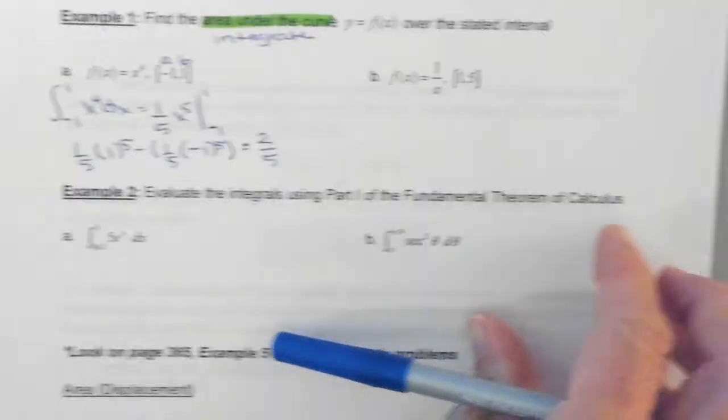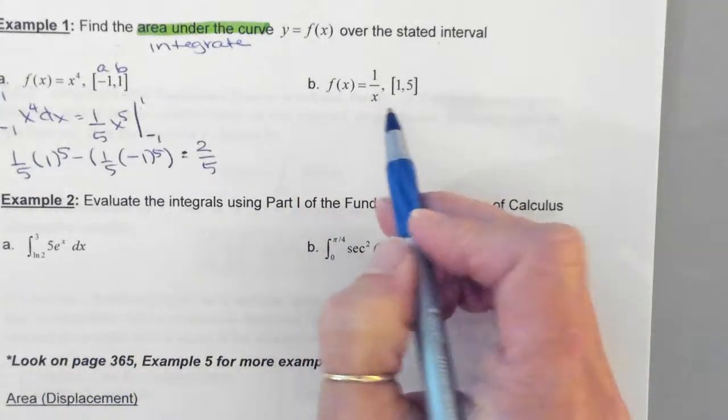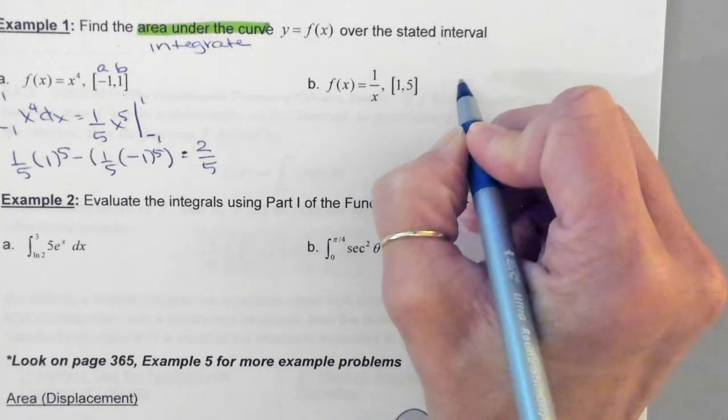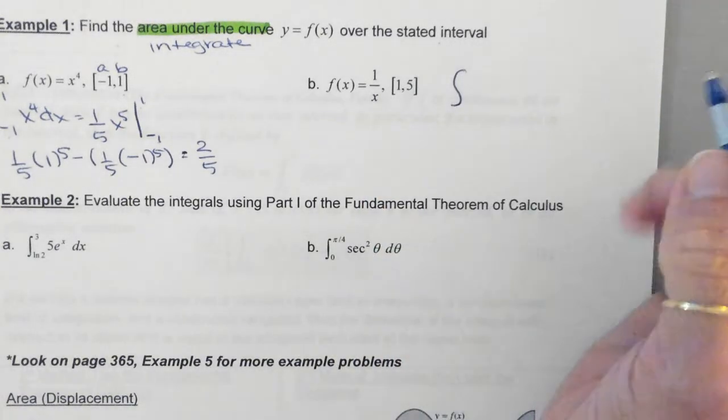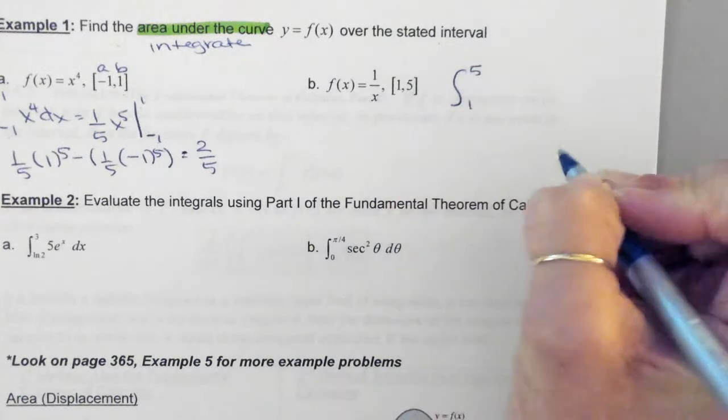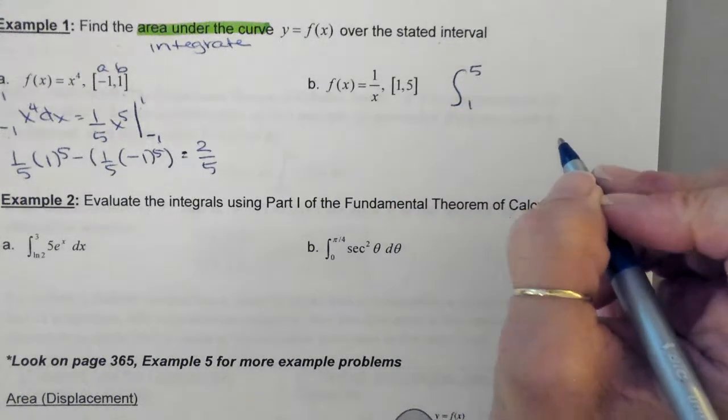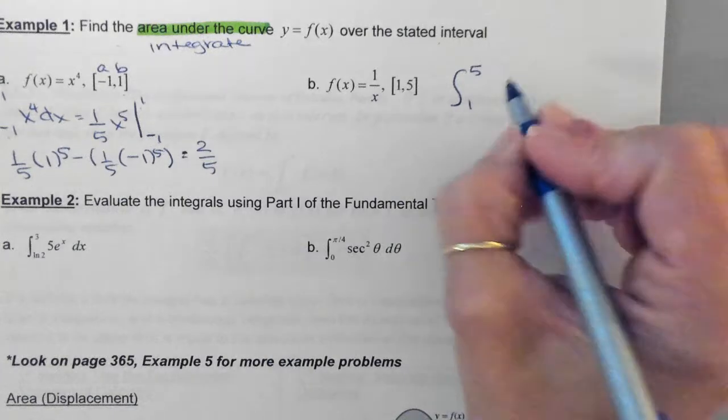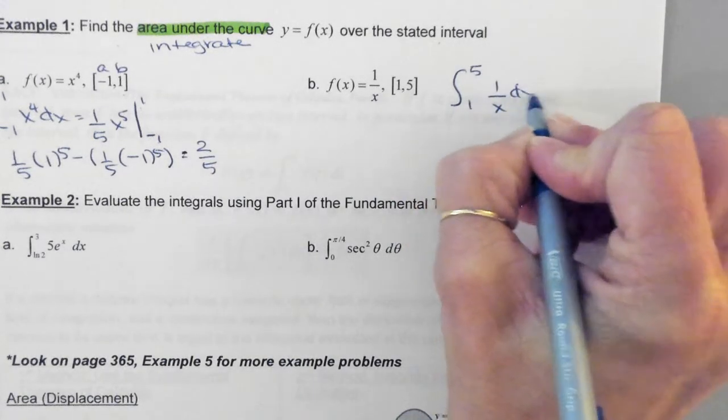All right, so let's take a look here. We want to integrate over this interval. So we're going to rewrite this, bless you. We have the integral from where to where? 1 to 5. And we are going to integrate what? 1 over x dx.